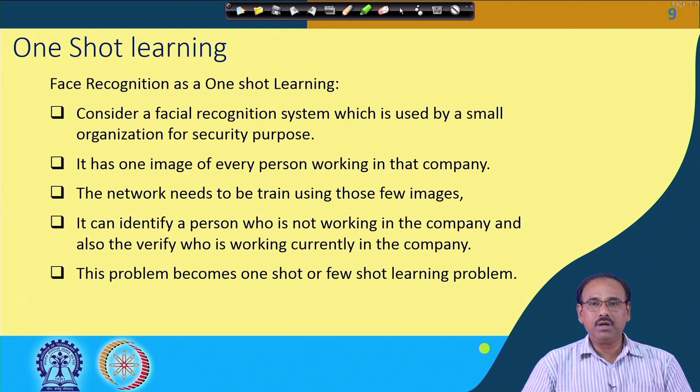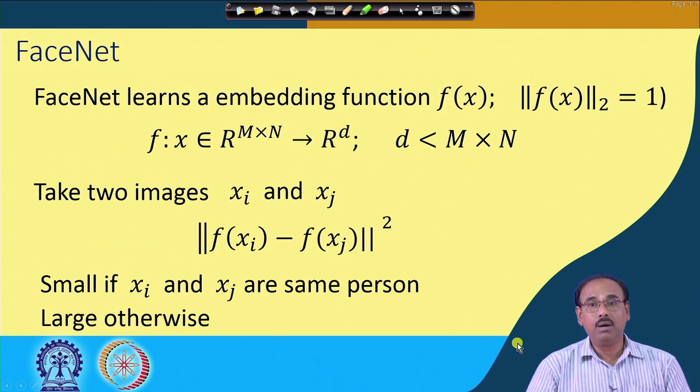And here you find that because the number of images that you have are very few for training the network or the authentication system, the normal machine learning algorithms cannot be applied in this case. Rather, this particular problem of learning becomes a one-shot, or maybe we can call it a few-shot learning problem, where the learning has to be done using very few images which are available.